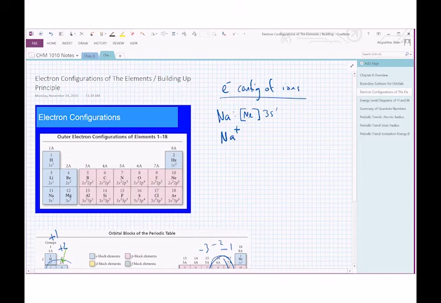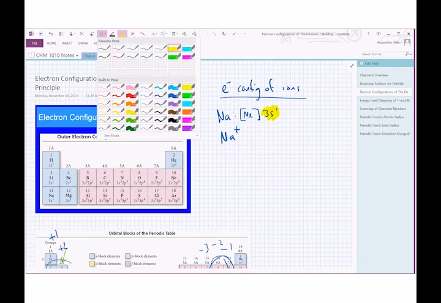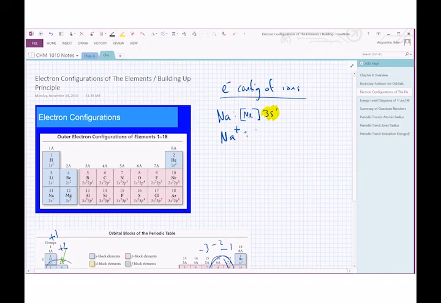Where does that electron come from? The electron comes from the valence shell. So that 1 electron that's sitting in a 3s orbital, it wants to lose that electron. It does lose that electron. So the electron configuration for sodium is just neon. It lost the 3s electron.